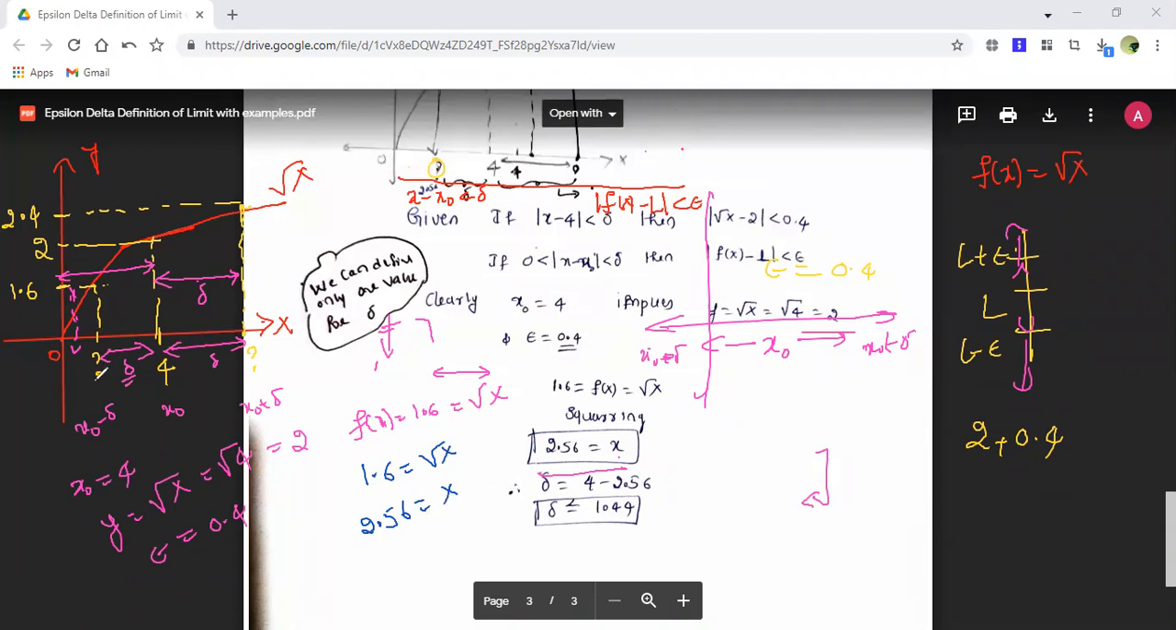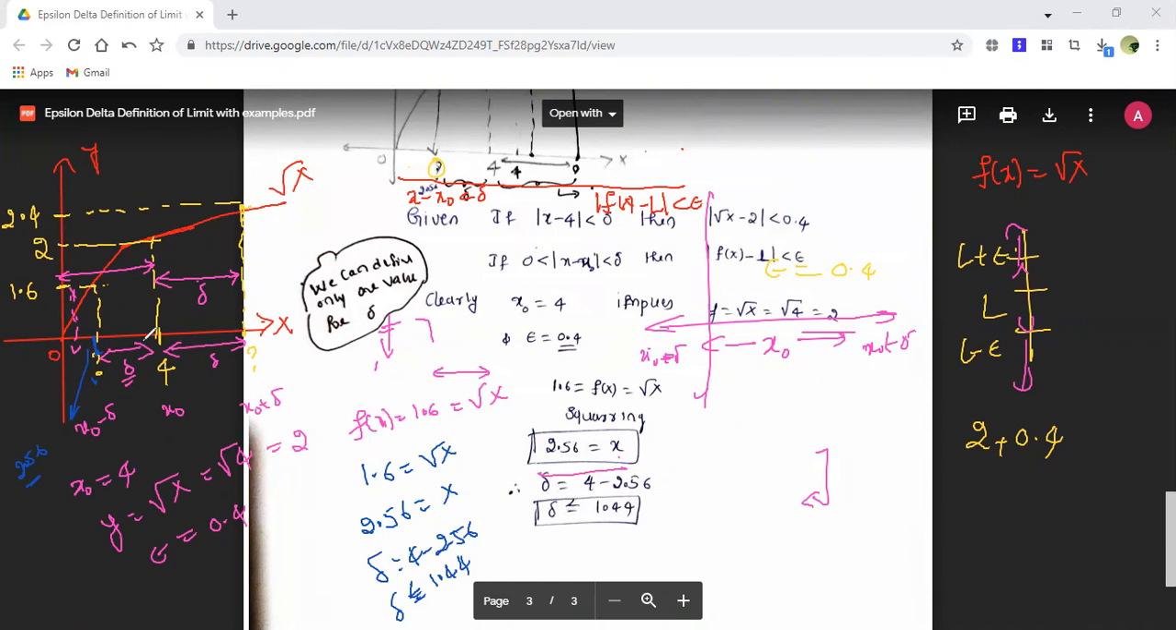So here 2.56 is equal to x, means what is your delta will be equal to? So this is your x. Now this point you have got, this point is your 2.56. Okay. So this point you have got now. But I am interested in this distance. So this distance I want, means what it is, delta will be equal to 4 minus 2.56. Therefore, delta value will be 1.44. So, I've got the delta now.